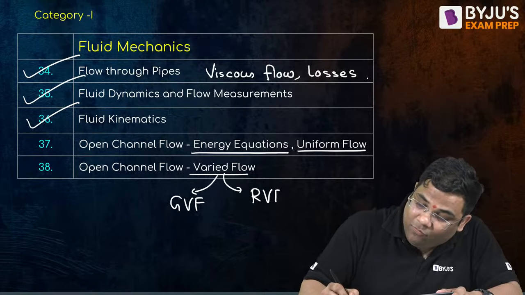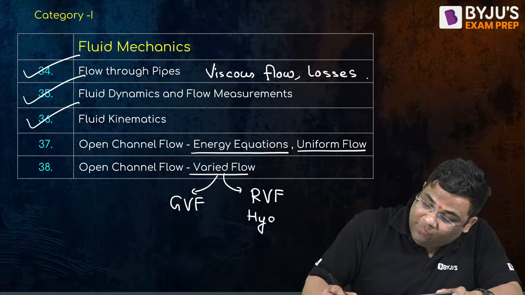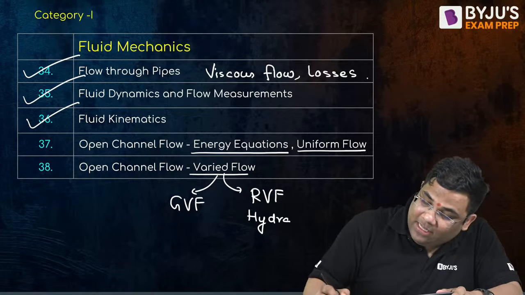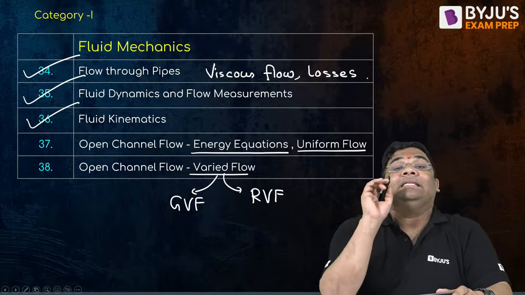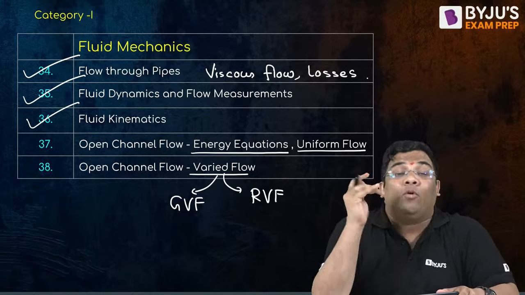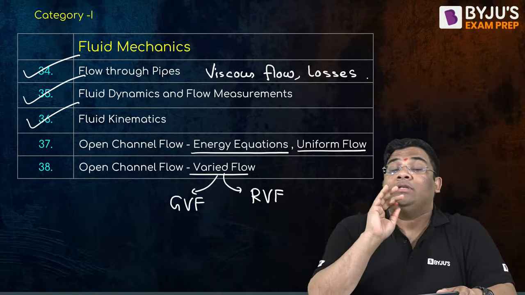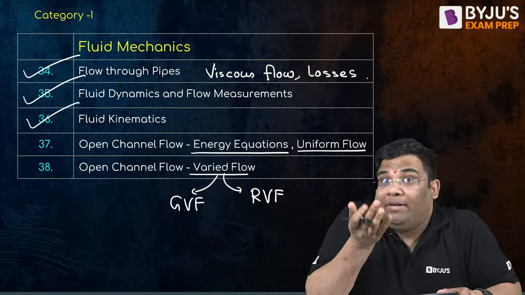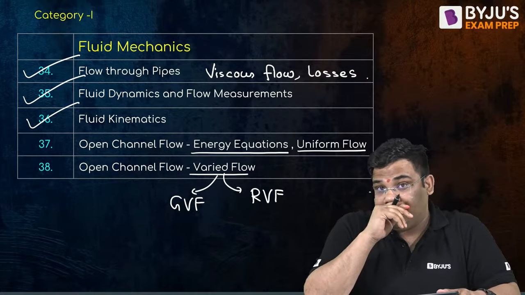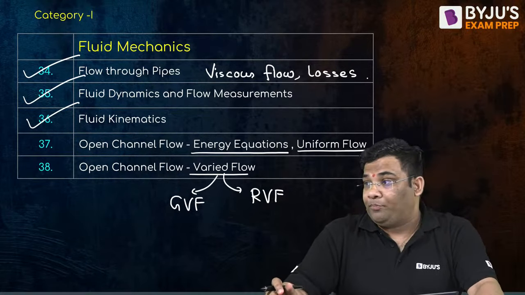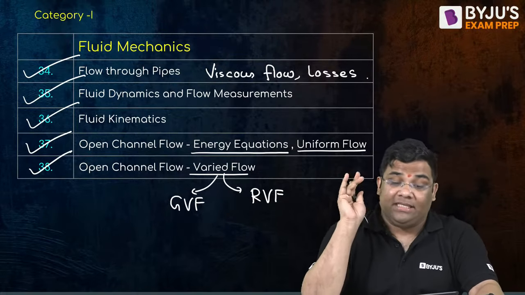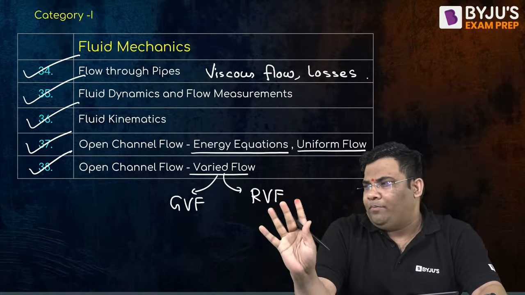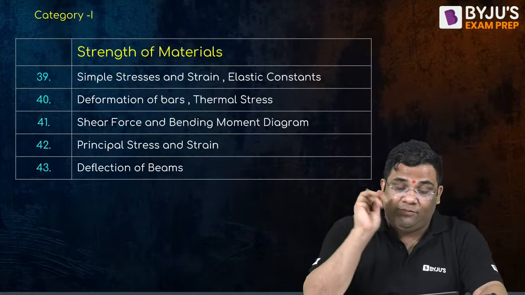In rapidly varied flow, the most important one is the hydraulic jump. Hydraulic jump is the most important topic. In gradually varied flow, you should know the different flow profiles, how to judge which flow profile based on the data given. Those things you should know. Next thing, this is your fluid mechanics first category topics. Next, we'll go to strength of material.